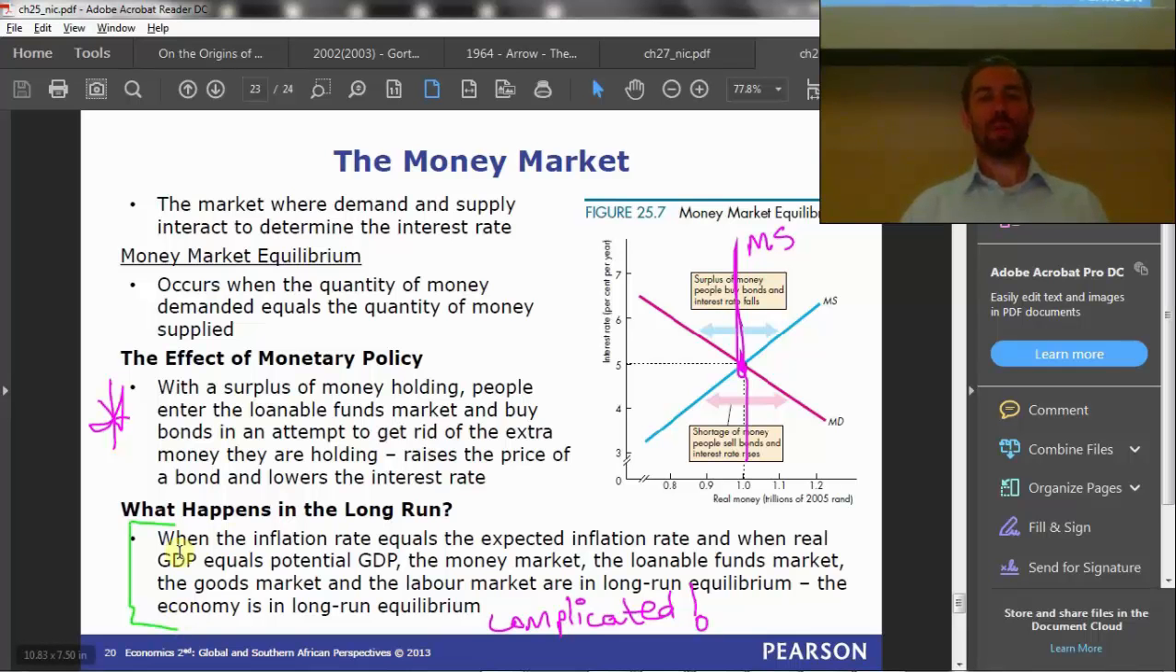So we had this statement here which I noted was quite complicated, and I said we would use this statement essentially as a springboard to the next chapters where we're talking about ASAD. So this statement said, when the inflation rate equals the expected inflation rate, and when real GDP equals potential GDP, the money market, the loanable funds market, the goods market, the labor market, they're all in long run equilibrium. The economy is in long run equilibrium.